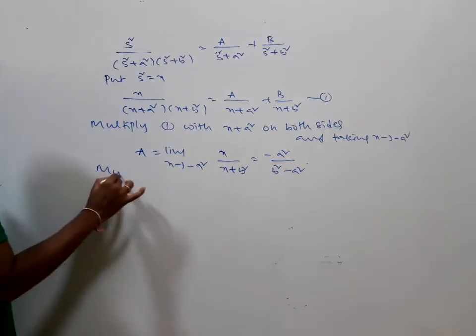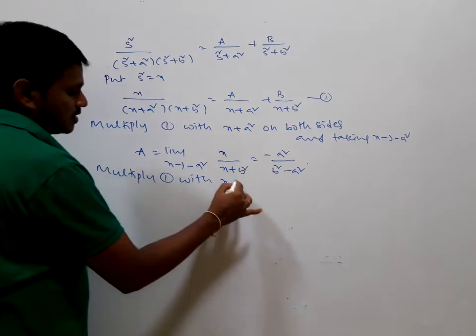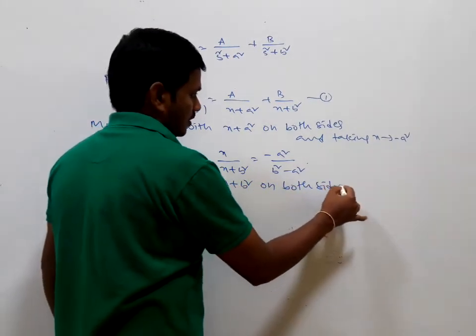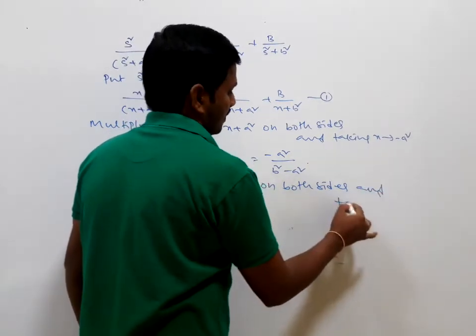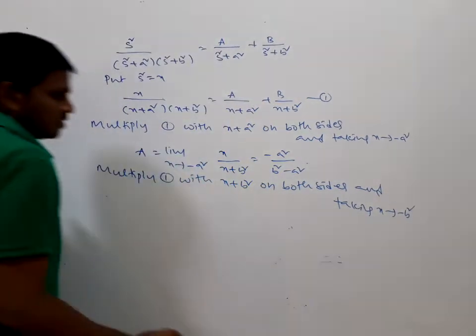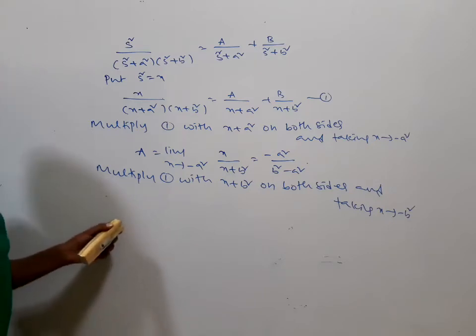Next, multiply 1 with x plus b square on both sides and take x tends to minus b square. So yes, there is no particular method for finding the inverse Laplace transform. How are we going to find it?